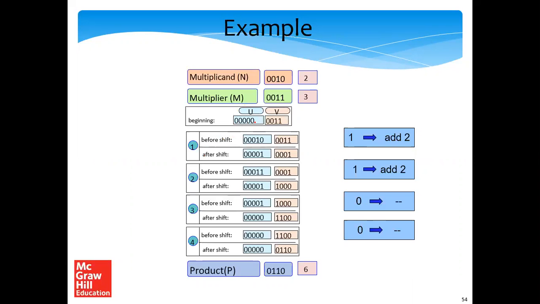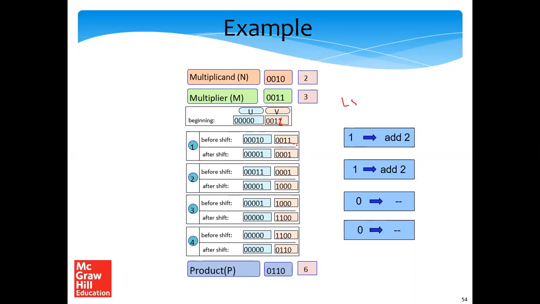Then before the shift, if the LSB of v is 1, here the LSB of v is 1 at the start, then we simply do u equals u plus n. So n is 0010, then we simply add it. If we add 0010 to 0000, then it becomes 0010, and v is 0011, and we simply right shift in every iteration.